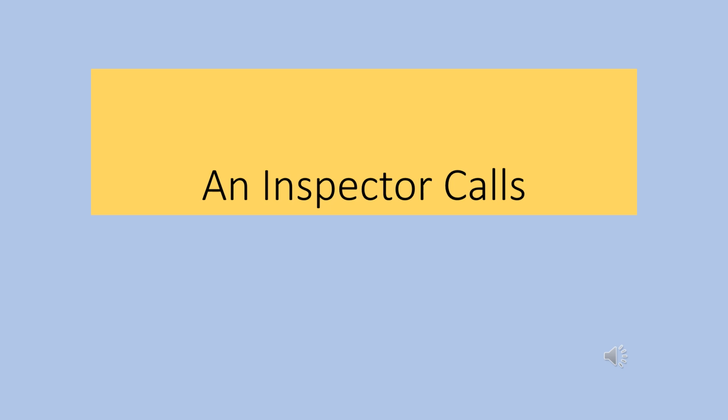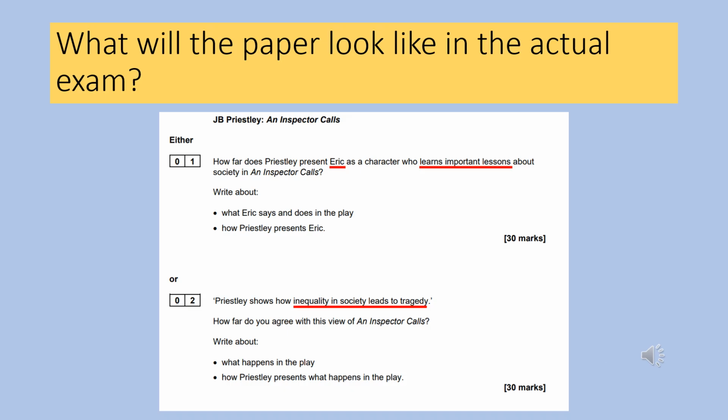So let's have a look at An Inspector Calls first. For An Inspector Calls, you'll get a choice of 2 questions. These 2 questions look at 2 different things. So the first question looks at a character, whereas the second one looks more at a theme. So we don't know exactly what will come up on the exam. It could be 2 character questions, it could be 2 theme questions, or it could be a character or a theme question. So the first question example here says, how far does Priestley present Eric as a character who learns important lessons about society in An Inspector Calls?